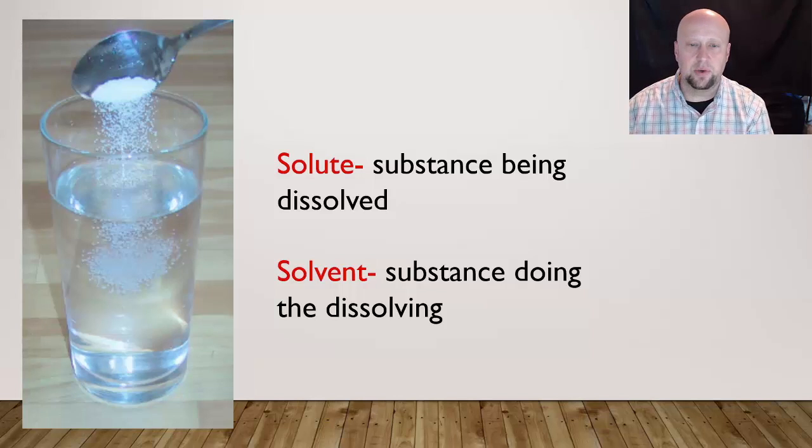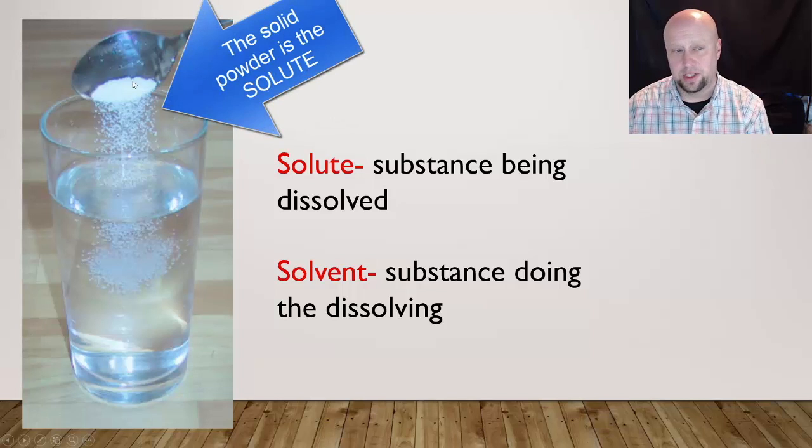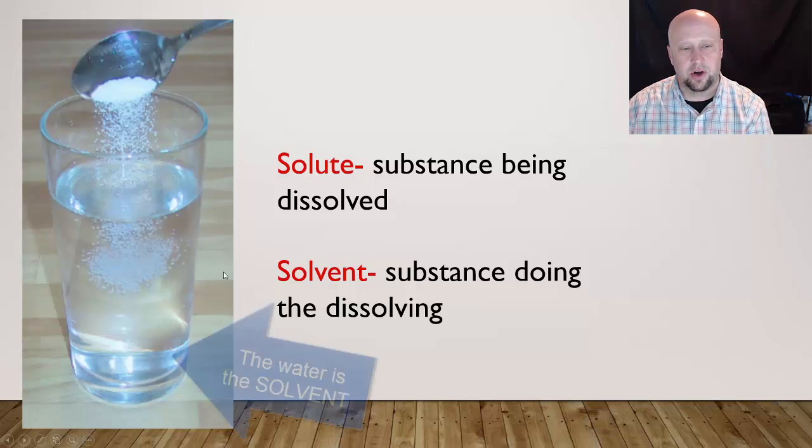The two things that really matter for us when we're talking about solutions are the solute and the solvent. If you look at this little diagram here, we're pouring some sugar or some salt, kind of hard to tell what it is in this picture, into a glass of water. The thing that we're putting in is the solute. The solute is the substance that is going to be dissolved. The water is the solvent, the thing that is doing the dissolving.